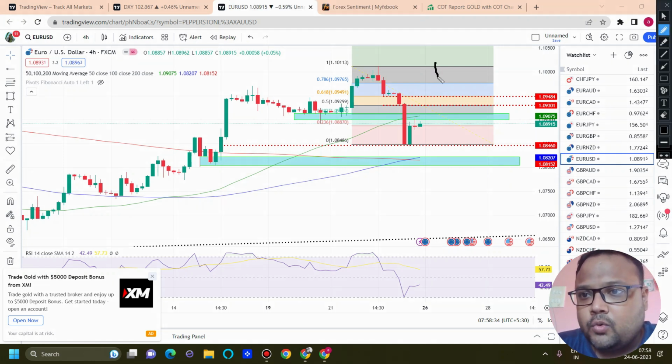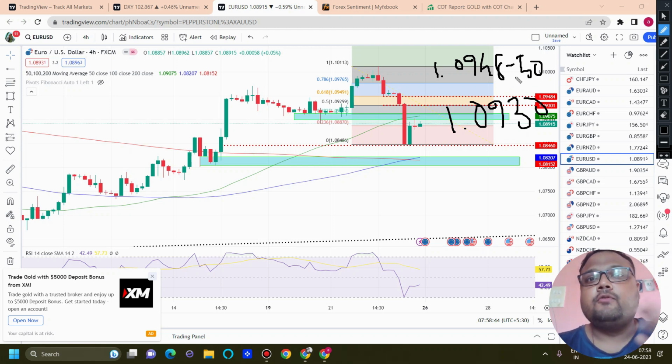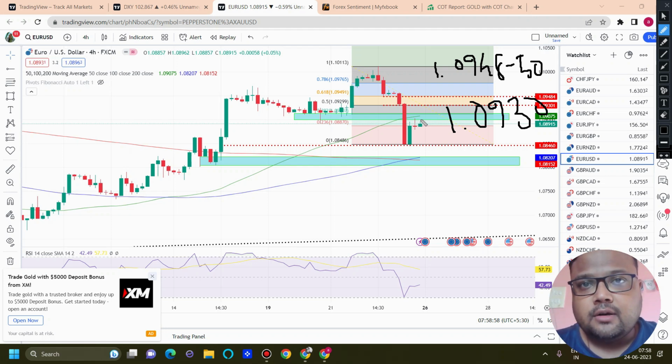Because we also have other levels around 1.0930 and 1.0950. These are the two resistances from where we can expect Euro USD to face some selling pressure. Because if Euro USD is really under the dominance of sellers right now, if there is a trend reversal coming, then Euro USD will be reversing from these levels only.